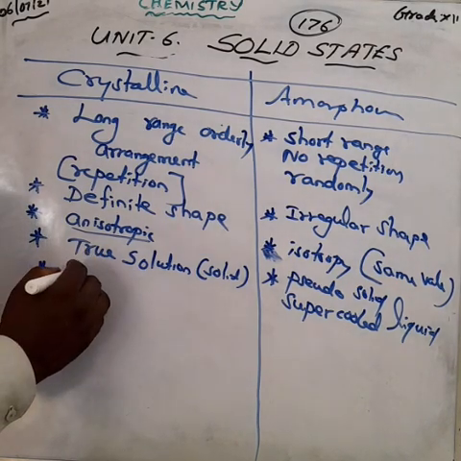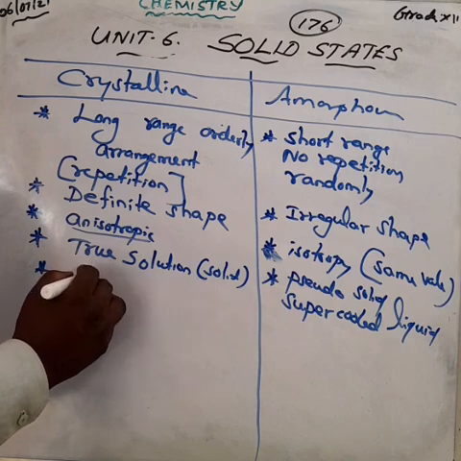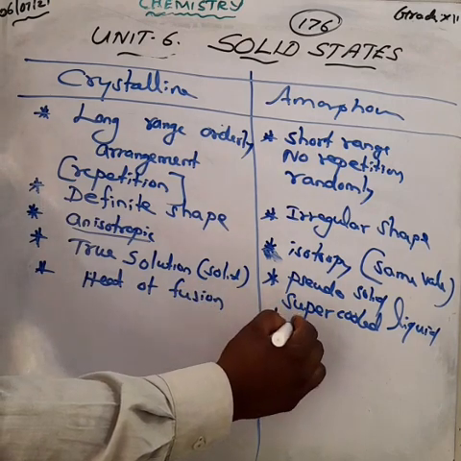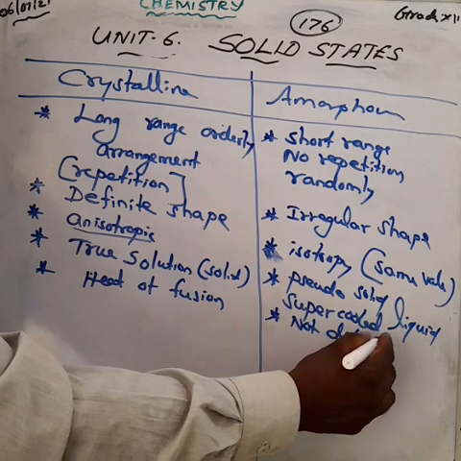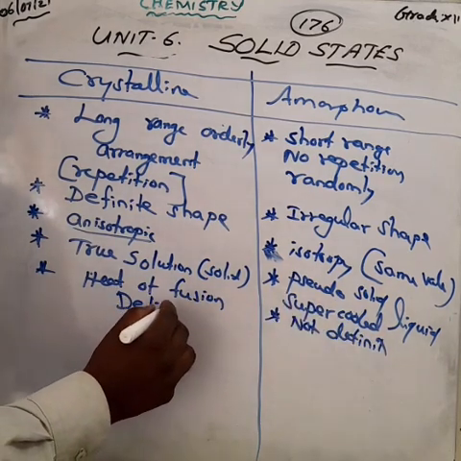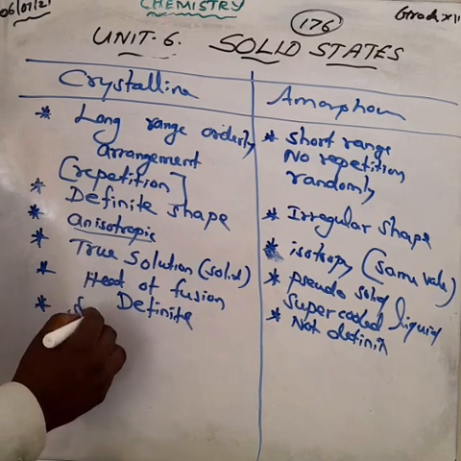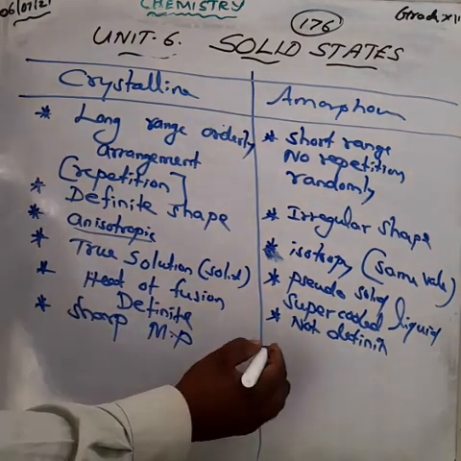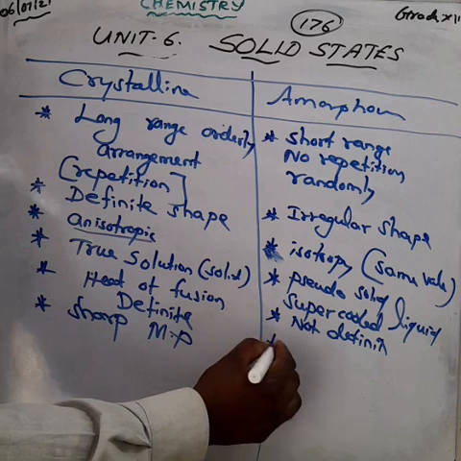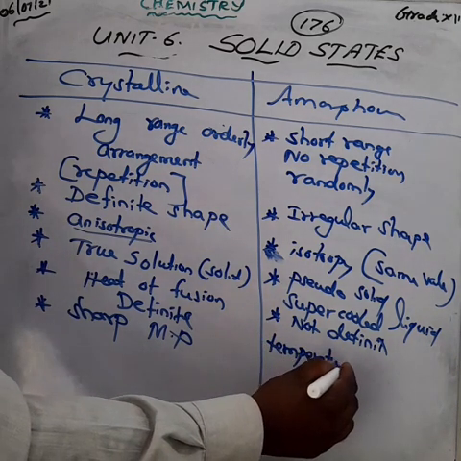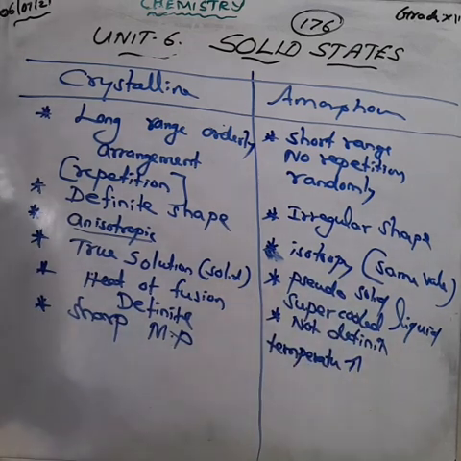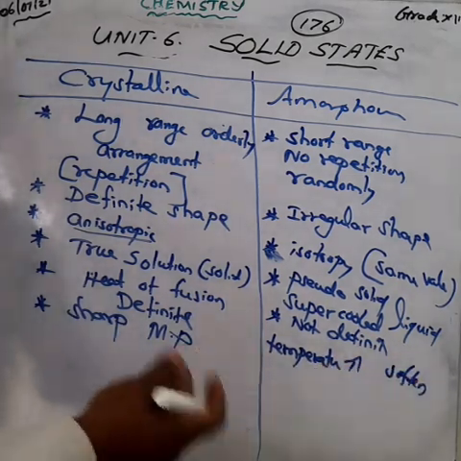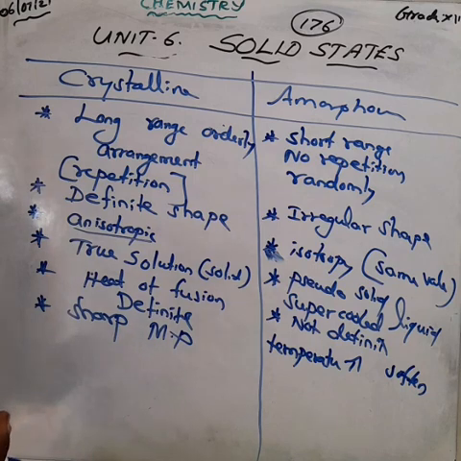Next, about heat of fusion: crystalline solids have a definite heat of fusion, while amorphous solids do not. Crystalline solids have a sharp melting point. When we heat an amorphous solid, the temperature keeps increasing and the substance becomes softened over a range of temperature.